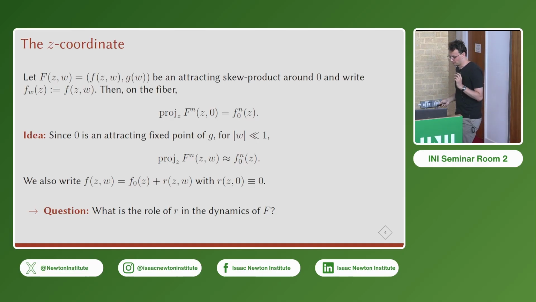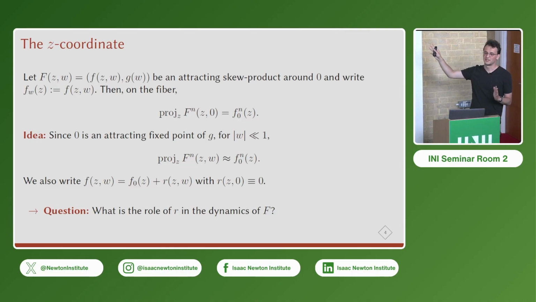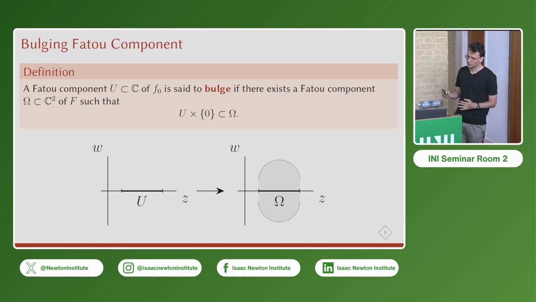And before I get to the results, I want to specify this connection, because here we just say, okay, it should be approximately the same as f0. What does this "approximately" actually mean? What's the notion that we want to work with? Well, the notion that we want to work with is the notion of a bulging Fatou component.